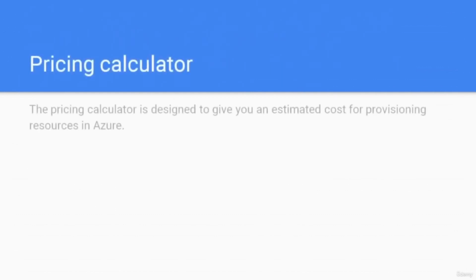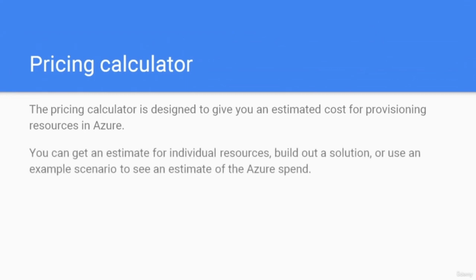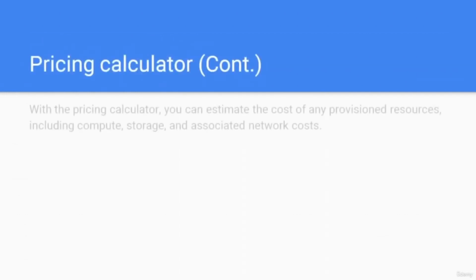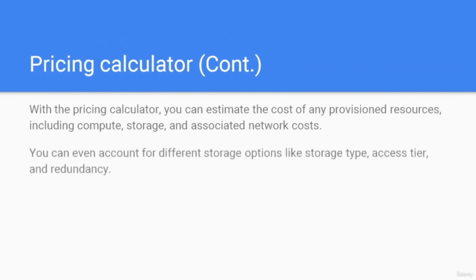Pricing calculator. The pricing calculator is designed to give you an estimated cost for provisioning resources in Azure. You can get an estimate for individual resources, build out a solution, or use an example scenario to see an estimate of the Azure spend. The pricing calculator's focus is on the cost of provisioned resources in Azure. With the pricing calculator, you can estimate the cost of any provisioned resources, including compute, storage, and associated network costs. You can even account for different storage options like storage type, access tier, and redundancy.